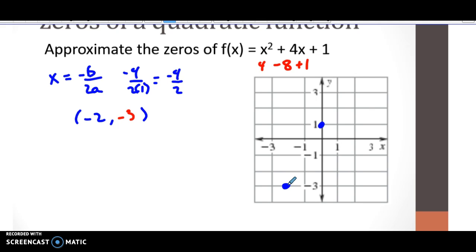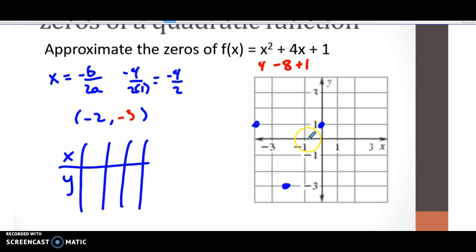So I would expect that I should have a mirror image of this point because my axis of symmetry is going to run right through my vertex, right? So I should have a corresponding point 2 units to the left of this. But let's double check that with our XY table. And maybe in this case, checking -1 and -3 would be helpful.